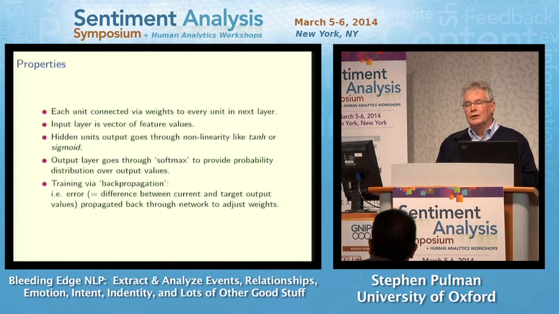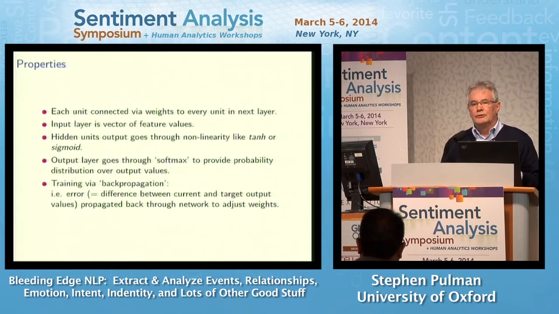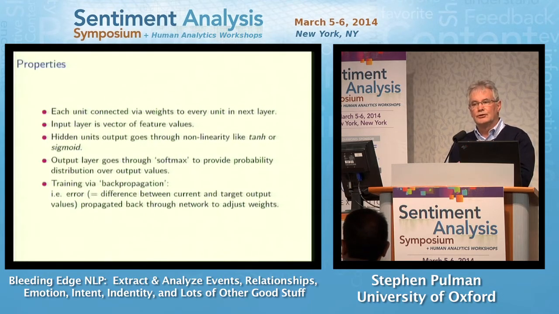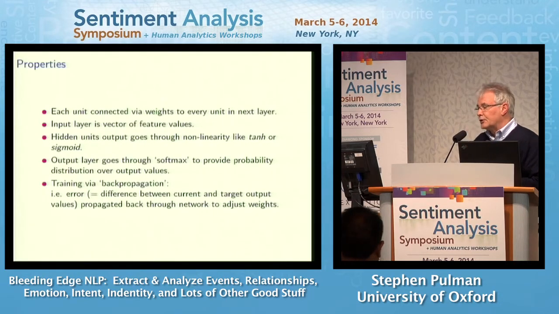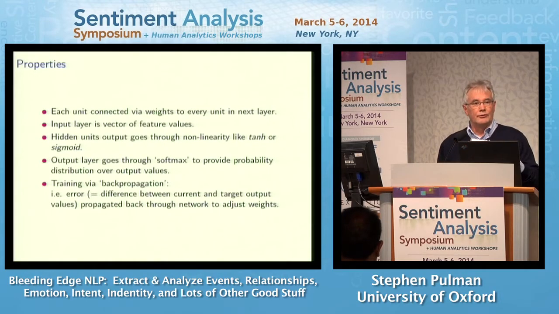And the training is via a very neat algorithm called backpropagation. The idea is you've got a training item, you feed it in, you see what your current set of weights gives you for the answer. You look at the difference between your answer and the correct answer, the error, and you propagate that error back through the network to adjust the weights and nudge them in the direction where next time they're going to give you the right value. So deep learning is basically lots more of the same kind of thing.